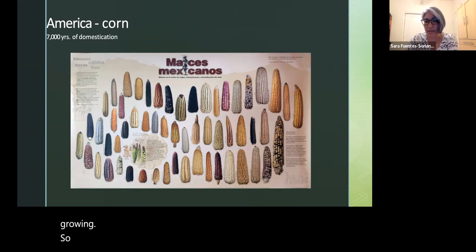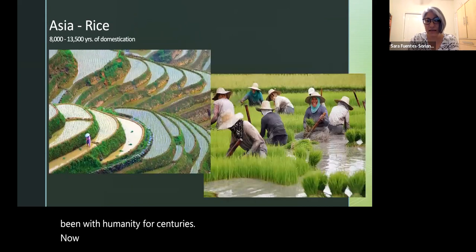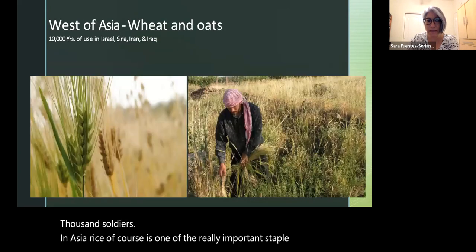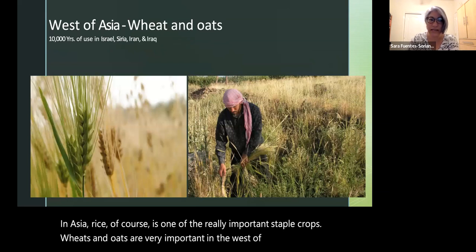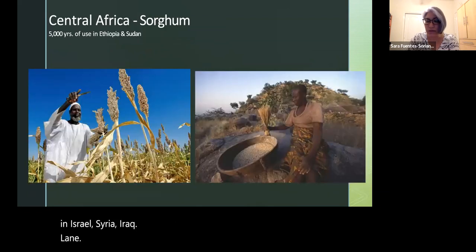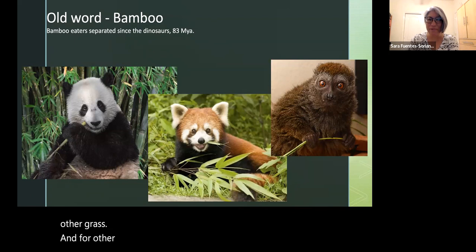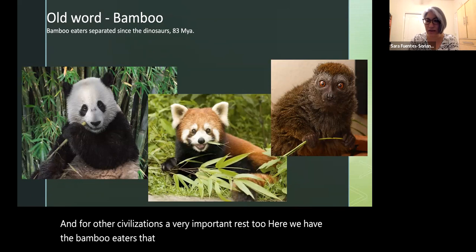So in America, for example, obviously corn is a staple crop that has been with humanity for thousands of years. In Asia, rice, of course, is one of the very important staple crops. Wheat and oats are very important in the west of Asia, especially in Israel, Syria, Iraq, Iran. In Central Africa, sorghum is again a very important crop, another grass. And for other civilizations, a very important grass too. Here we have the bamboo eaters that have been associated with grasses, in this case bamboo, for millions of years.